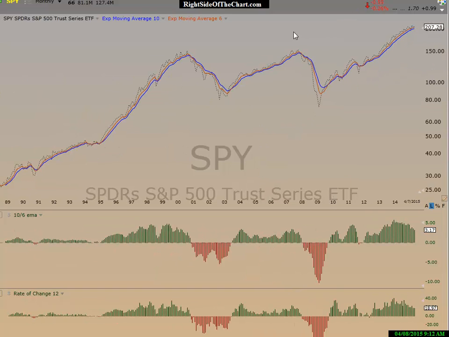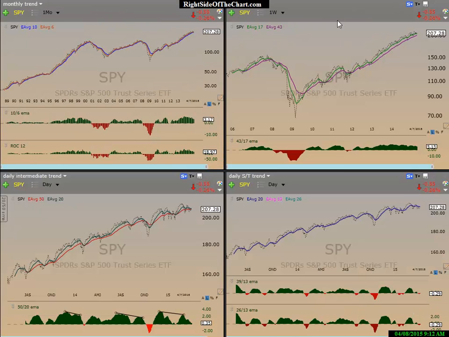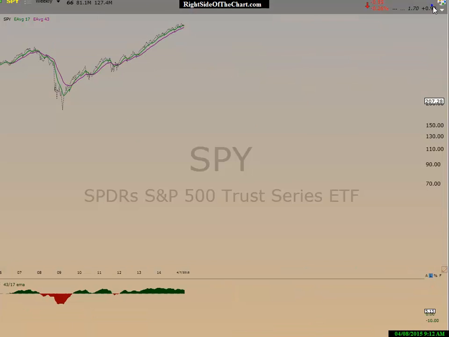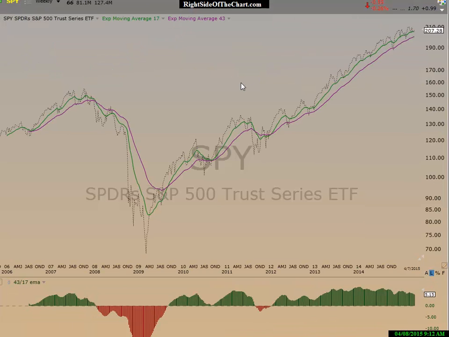Okay, enough of that. We all pretty much know that the overall trend is still positive at this point in time. So now let's take a look at the weekly time frame. Let's see here, maximize that. Okay, the weekly time frame.